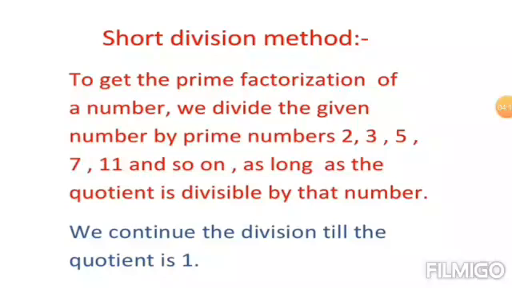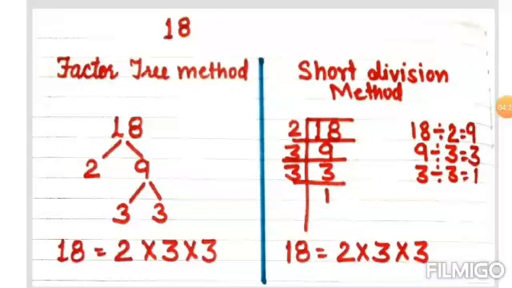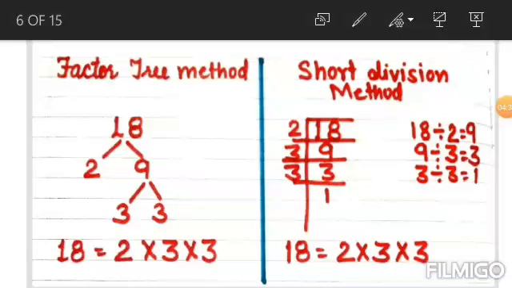Let us understand with the help of an example. Here you can see the number 18 is here. We can factorize 18 with both the methods. So first method is the factor tree method. We will write 18 here. Now first of all, you can see 18 is an even number because the digit at one's place is 8.